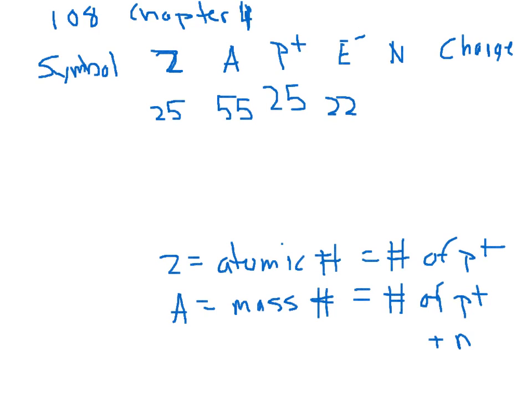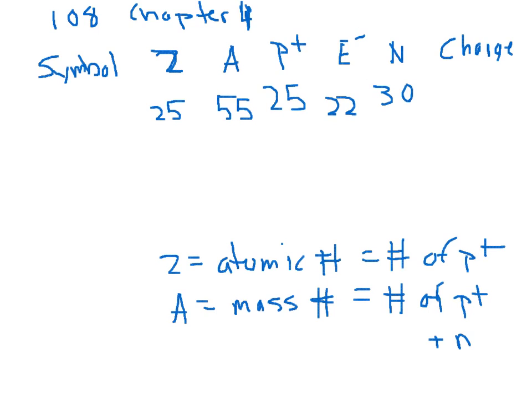So the next thing I could fill in is the number of neutrons. Well, if A is protons and neutrons, and you've got protons, if I subtract the protons, that's going to give me my number of neutrons. So in other words, 55 minus 25, there we go, makes 30. Alright, we're almost done with this one.